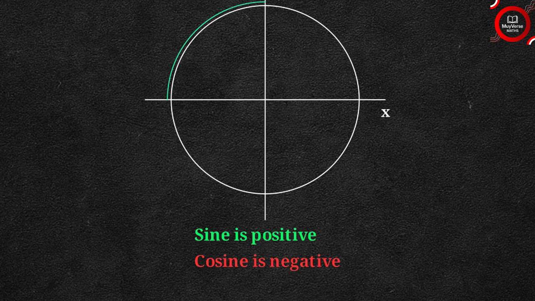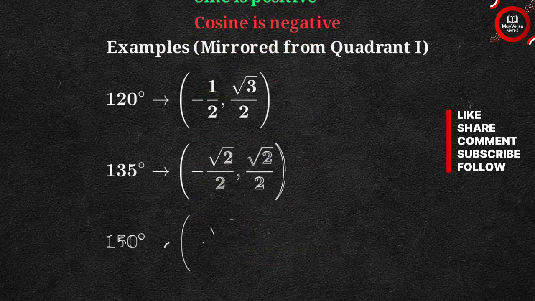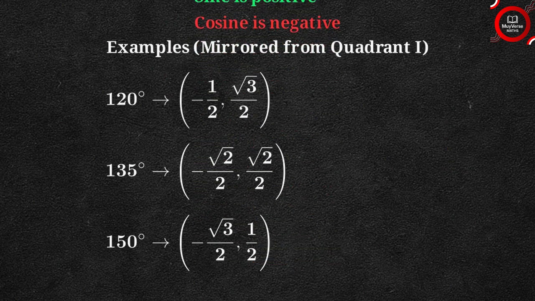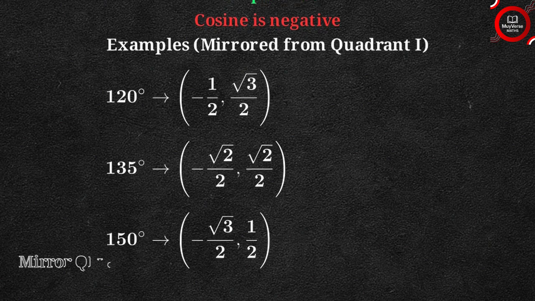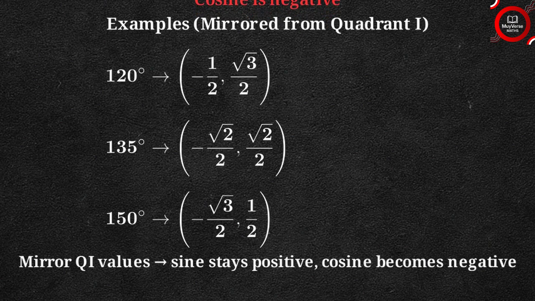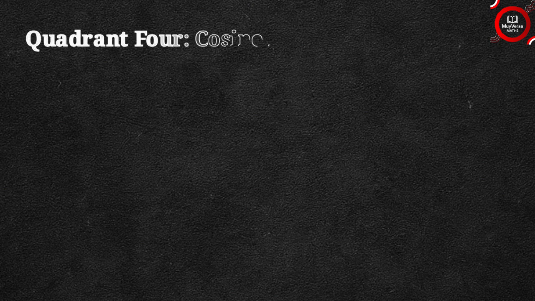That means the ordered pairs look like negative something for x and positive something for y. Now, let's list common angles in quadrant 2. Notice how the values are mirrored from the first quadrant, but the x value becomes negative while the y value stays positive. So the big idea is simple: mirror the first quadrant values, keep sine positive, and flip cosine to negative.